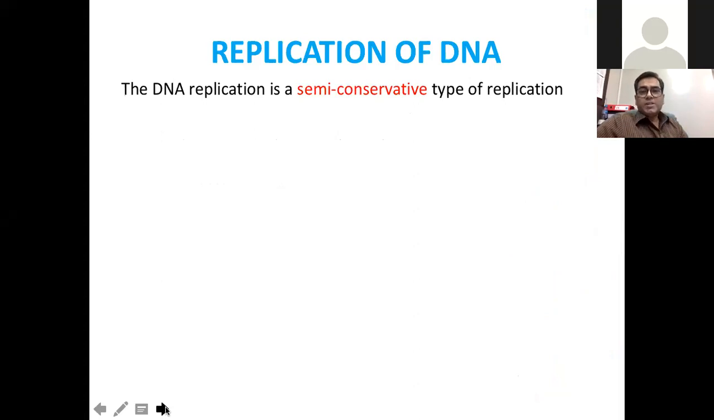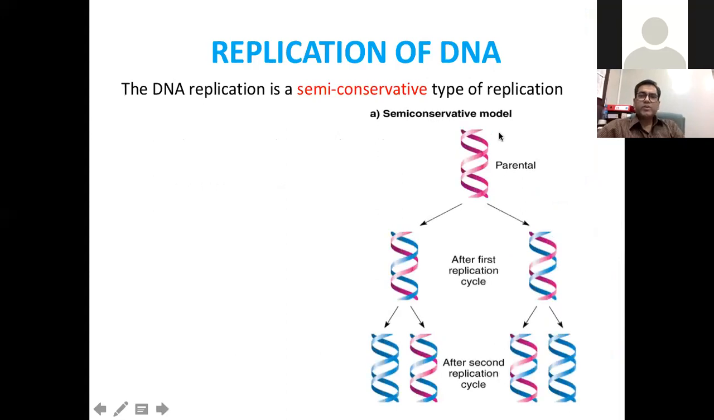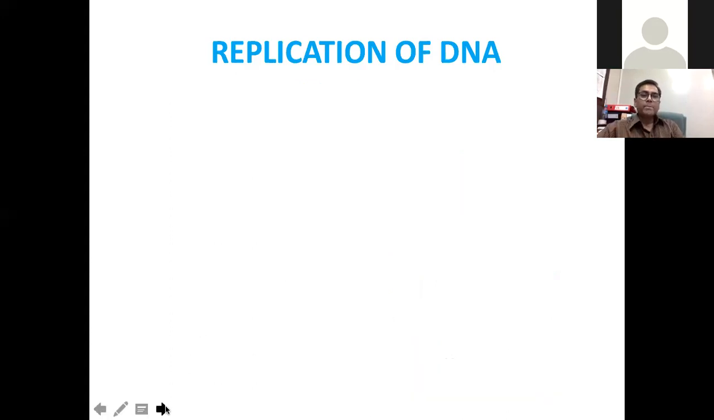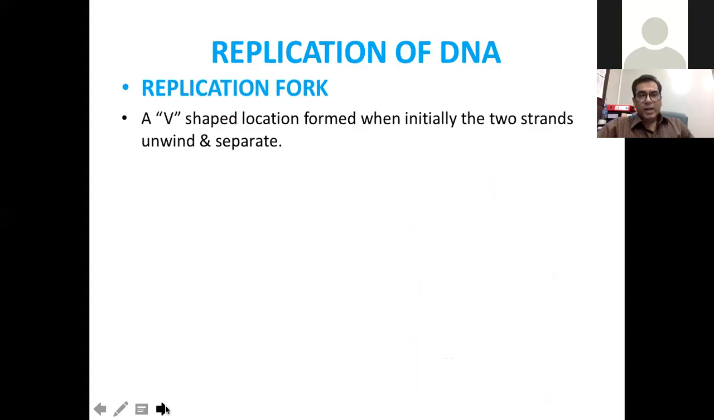DNA replication is a semi-conservative type of replication. Why do we call it semi-conservative? Because it conserves exact information. This is the parental DNA, the two strands of the DNA, and this is the replication cycle in which the first strand is copied, as you can see over here, and in the second half, the second strand is also copied. So it is a semi-conservative type of replication in which all the information is conserved or copied in exactly the same manner.